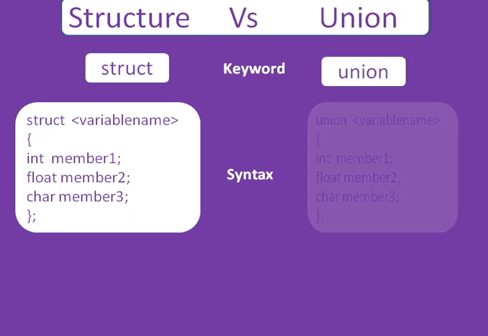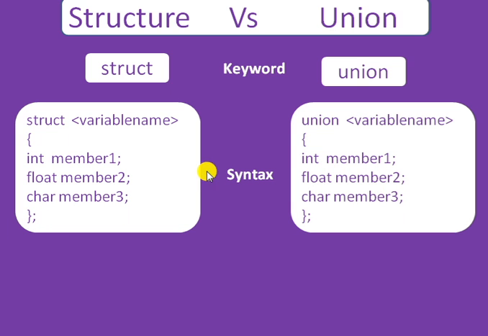In case of union, you have to follow the same syntax as structure, but the only difference is the keyword. Union, user defined name and data members declaration, closing brace ended with semicolon.